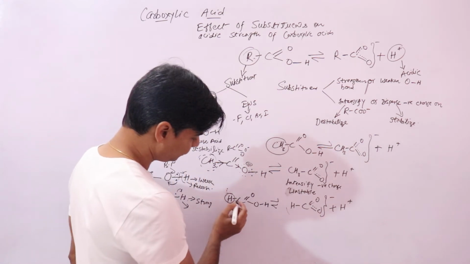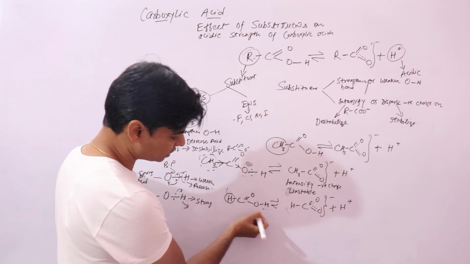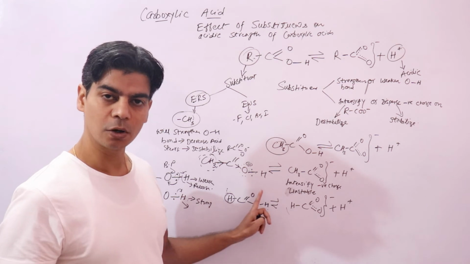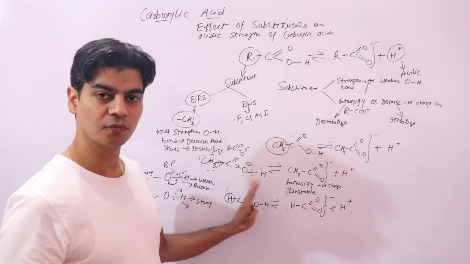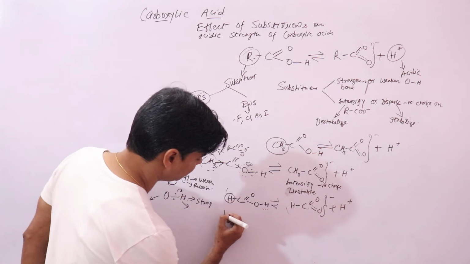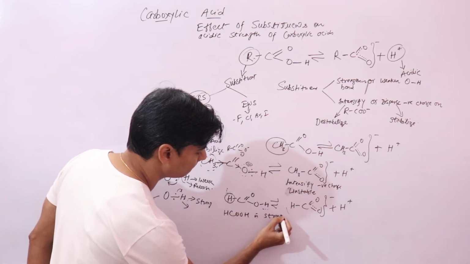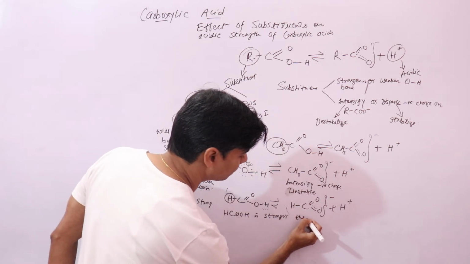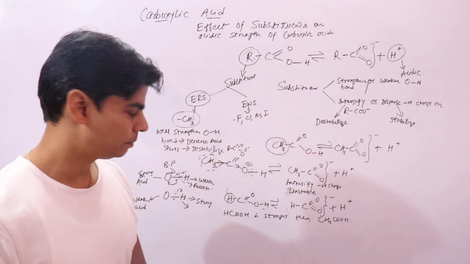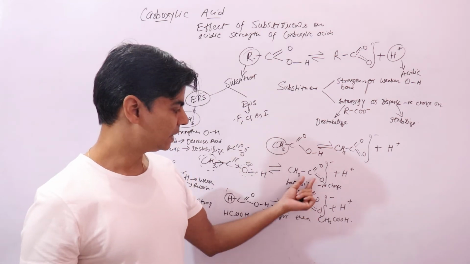And the second thing is, since this is not electron releasing, it will not strengthen this OH bond, right? So release of hydrogen ion, or dissociation of the OH bond, is easier in case of formic acid compared to acetic acid, right? So we say that your formic acid is stronger than acetic acid, right? Now we know the reason why. Because formate ion is more stable than acetate ion.